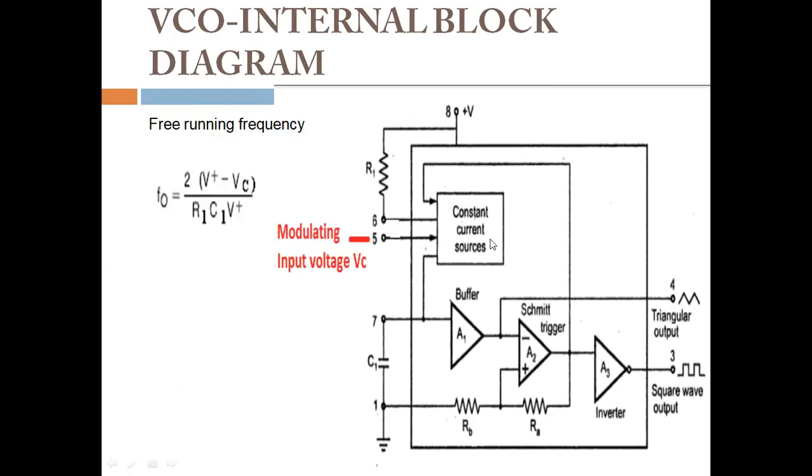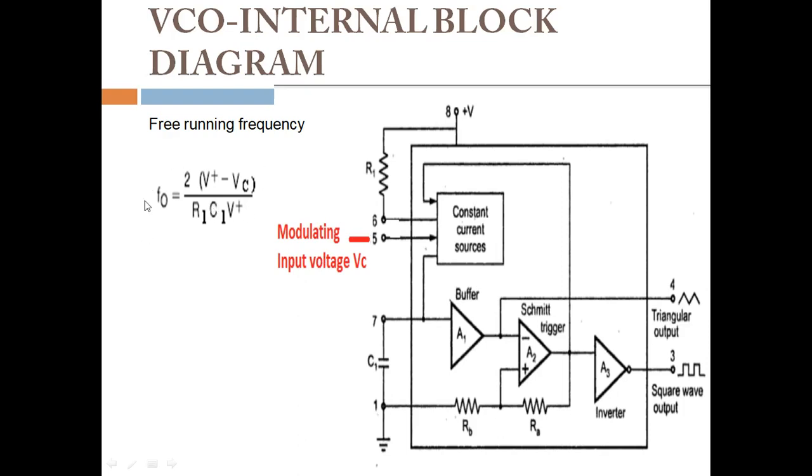Here we can see that the constant current source is controlled by this modulating input voltage, and the charging and discharging of the capacitor is through this constant current source. So by changing this input voltage, we can control the charging and discharging of the capacitor. This will decide the frequency of the oscillation.